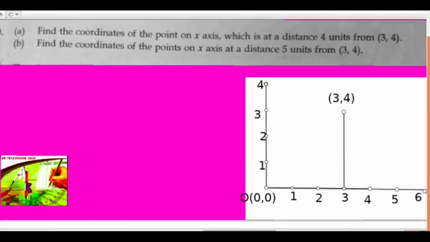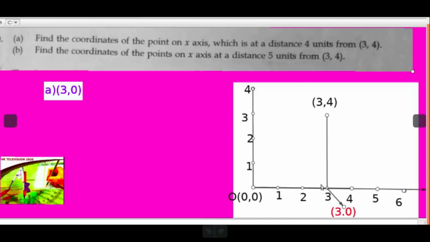10th question. Find the coordinates of the point on x-axis which is at a distance 4 units from (3, 4). So we first draw the figure and mark the point (3, 4). We have to find out the point on the x-axis at a distance 4 from (3, 4). So this length is 4. So this point is (3, 0). So the coordinate of this point is (3, 0).